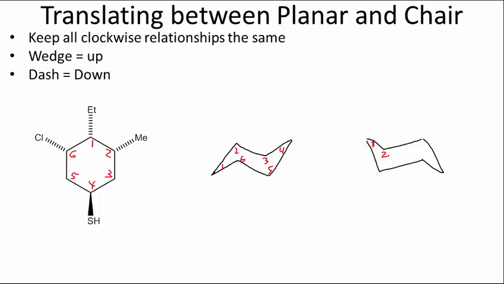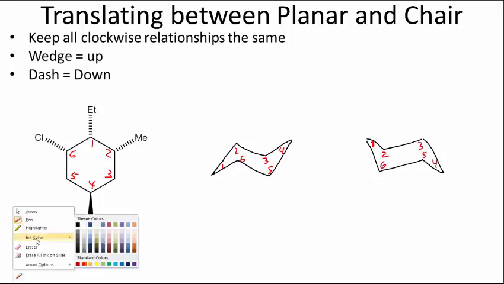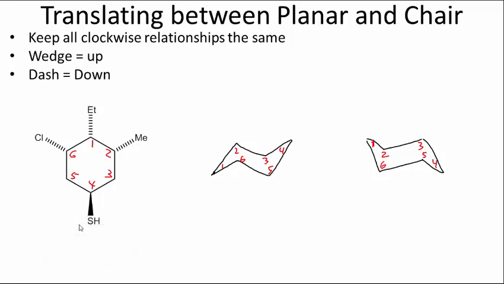And just for fun, I'm going to draw one chair drawing, and then I'm going to draw the flipped chair drawing so we see both conformations. All right, so on carbon 1, I've put an ethyl group. It's a dash, so it should go down based on what I've chosen as carbon 1 over here. Those two come together to make a point, going down. So that ethyl group is going to be axial down.